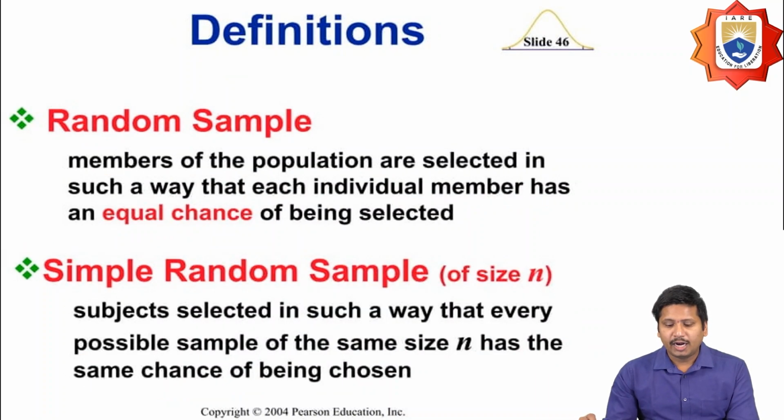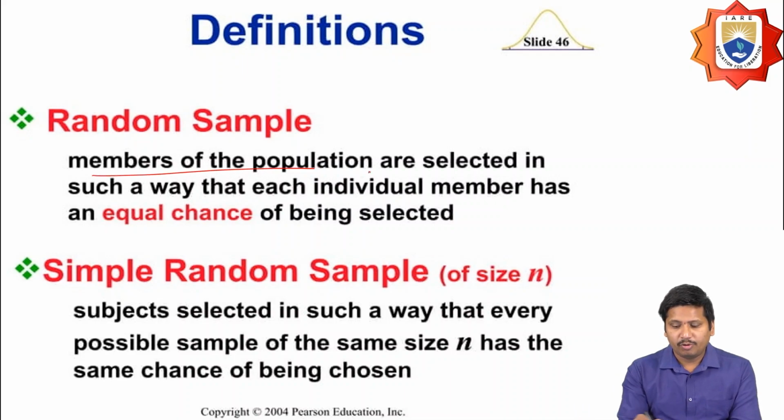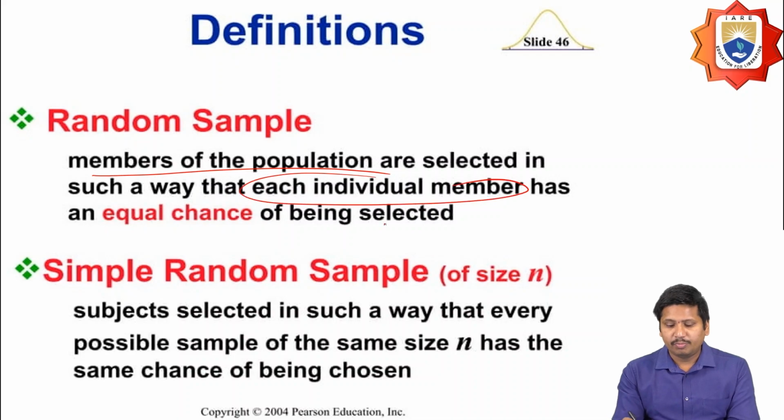And then what should the random sample be? A random sample means members of the population are selected in such a way that each individual member has an equal chance of being selected. And next one is the simple random sample.